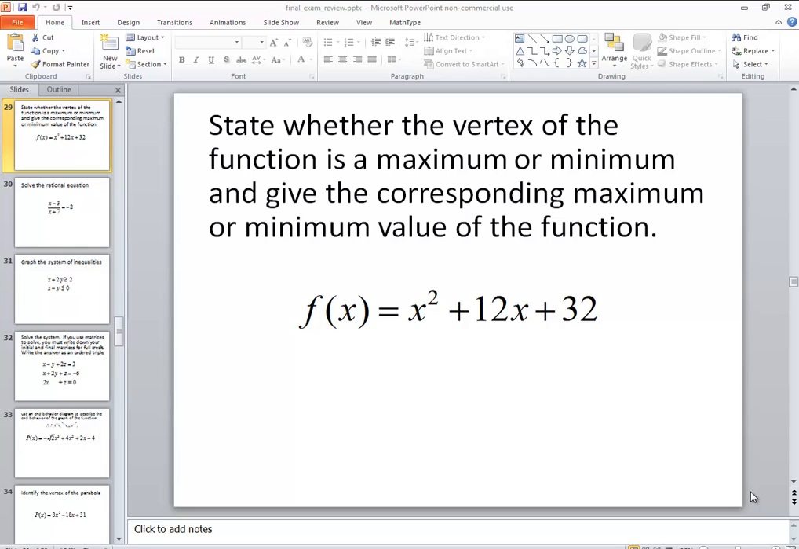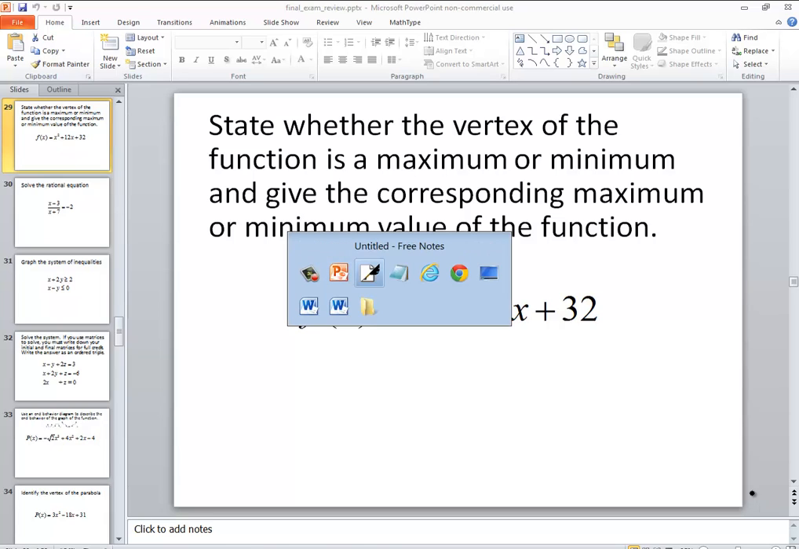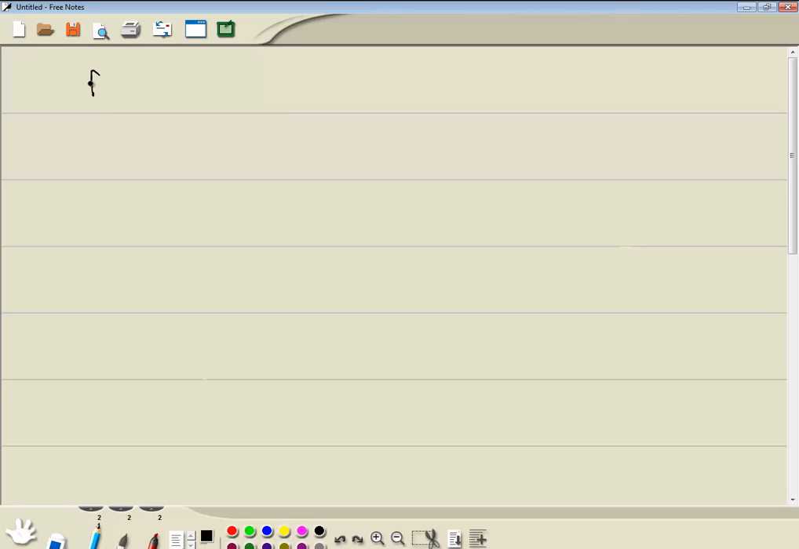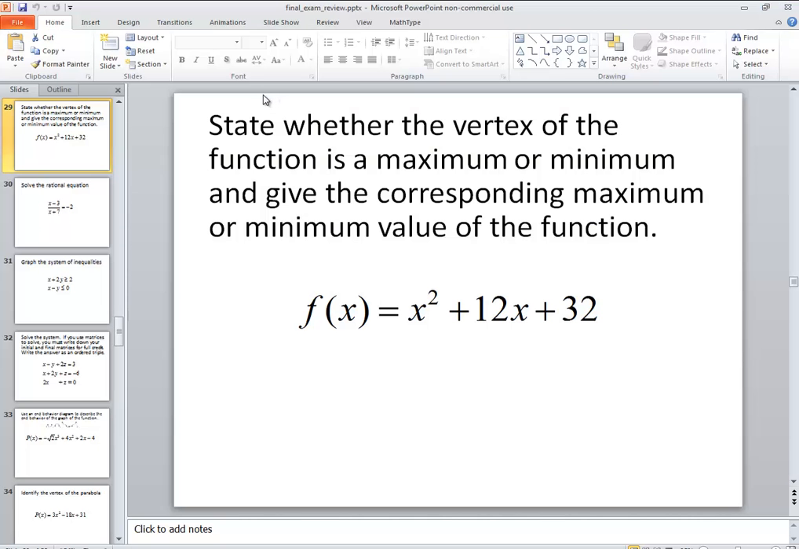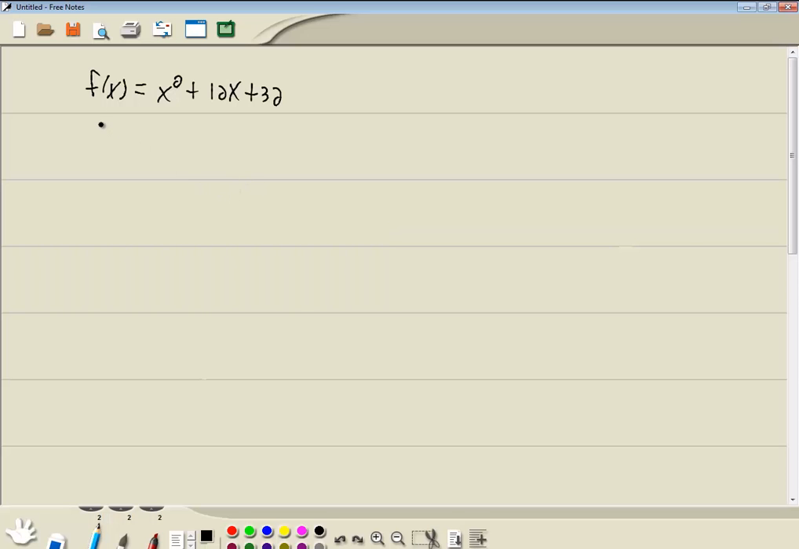This problem says, state whether the vertex function is a maximum or minimum and give the corresponding maximum or minimum value of the function. So we've got f of x equals x squared plus 12x plus 32. Let's do this backwards. Let's find the vertex first, and then we're going to discuss the findings from there. Okay, so our vertex formula.